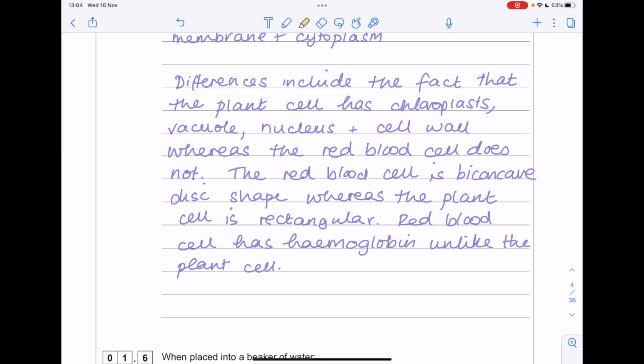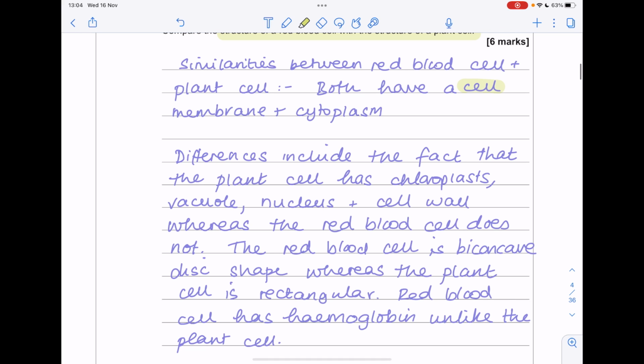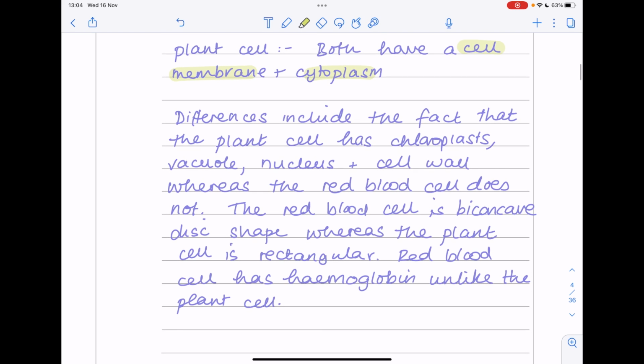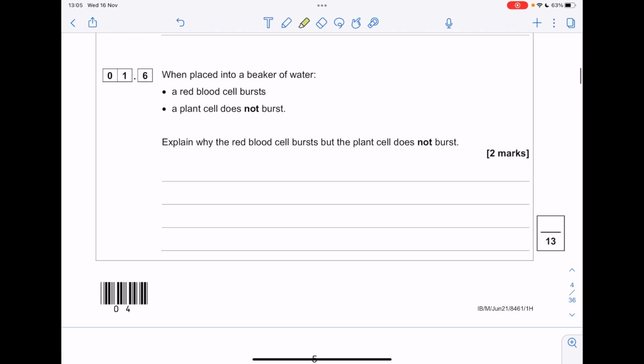I'll just highlight where the marking points are. So you get a mark for each of these, the fact that they both have a cell membrane and a cytoplasm. This comparison of chloroplast is good. The vacuole, the nucleus and the cell wall, those are all worth a mark. The shape is worth a mark. And the fact that the red blood cell has hemoglobin. So I've well and truly hit the 6 mark point.